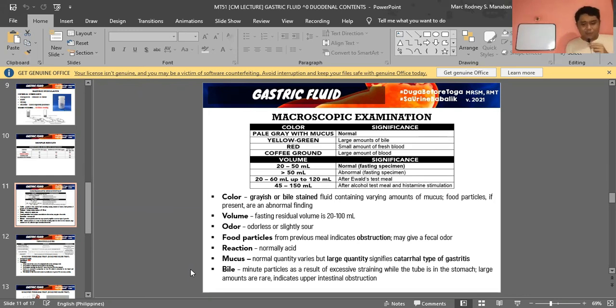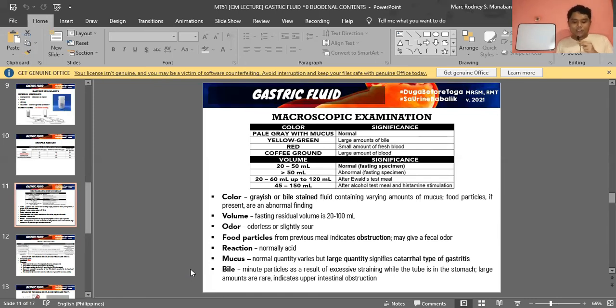Now for color again, grayish or bile stained. And there could be food particles that are partially or totally digested. Volume again, it can be 20 to 100. Odor is odorless or can be slightly sour because of the acid. Food particles from a previous meal indicate obstruction and may give a fecal odor. Meaning, nothing is passing or being added to the small intestine, so food particles from the previous meal remain. Therefore, there is an obstruction here.